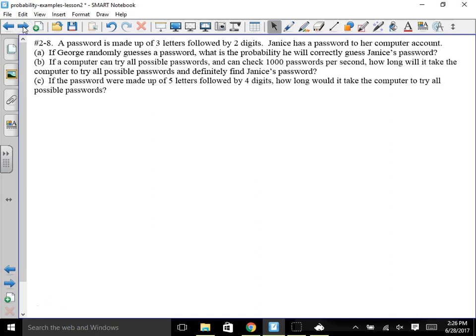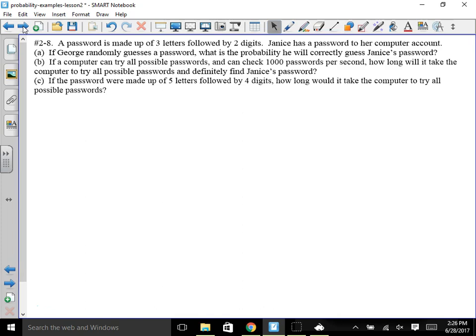Okay, this one says a password is made up of 3 letters followed by 2 digits. Janice has a password to her computer account. A, if George randomly guesses a password, what's the probability he will correctly guess Janice's password? B, if a computer could try out all possible passwords and can check 1,000 passwords per second, how long will it take the computer to try all the possible passwords and definitely find Janice's password? And then C, if the password were made up of 5 letters followed by 4 digits, how long would it take the computer to try all possible passwords?